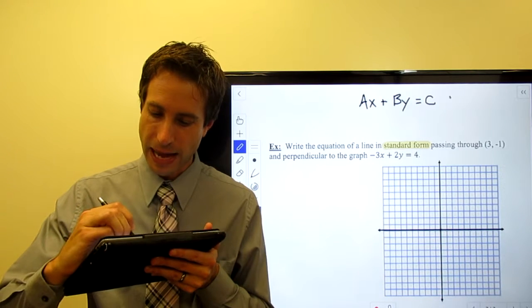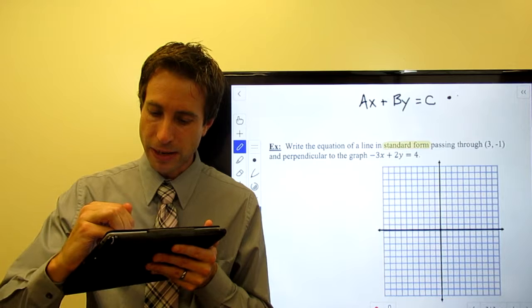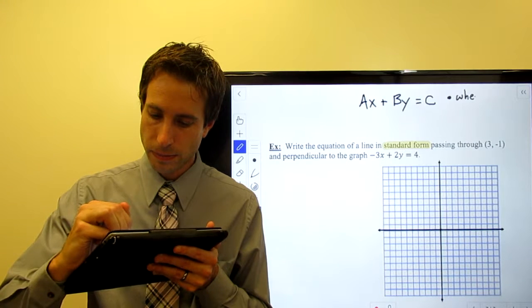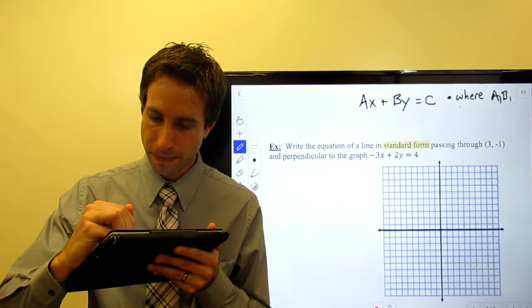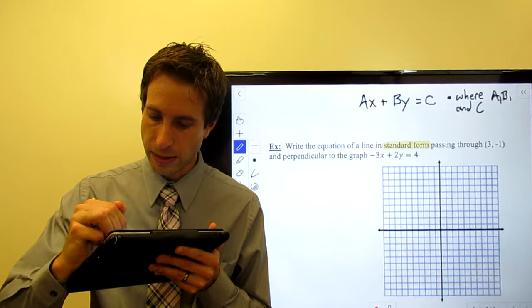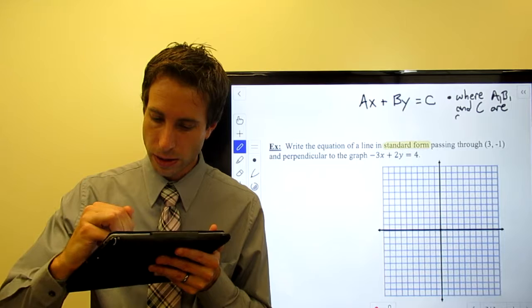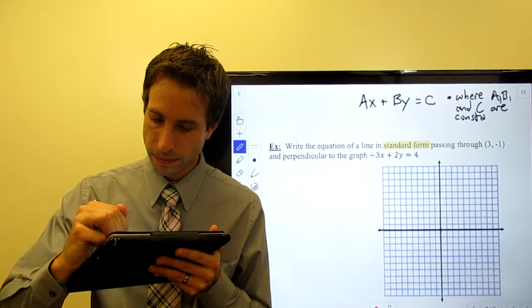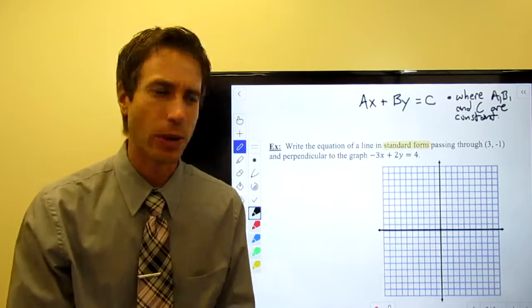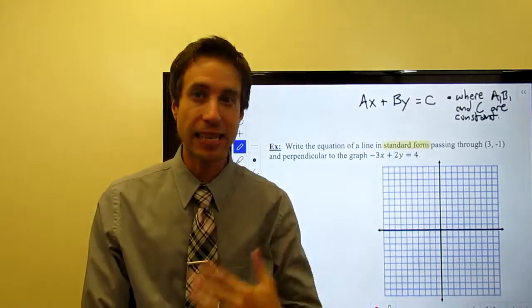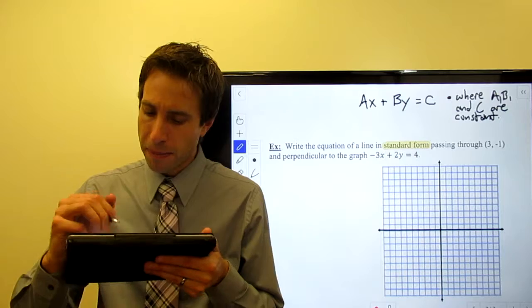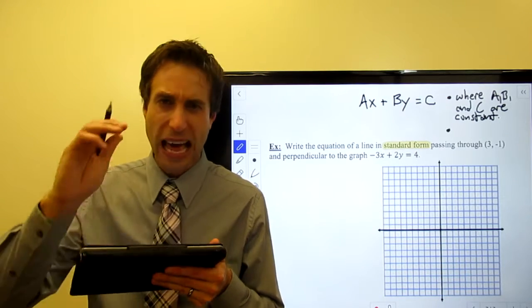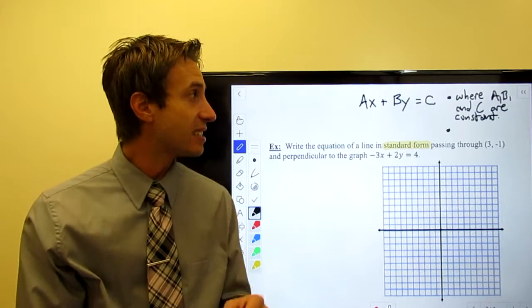Now, a couple of things have to happen here. Where a, b, and c are constants. That's just a fancy way of saying a, b, and c, they're just numbers. They're coefficients. Right? They're just going to be numbers. But there's also one last little added detail, and it's this.